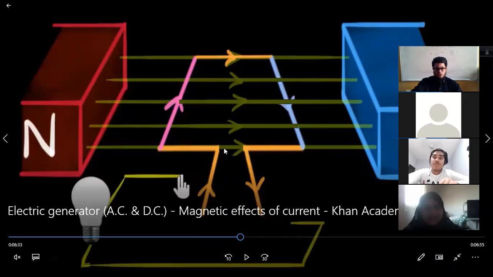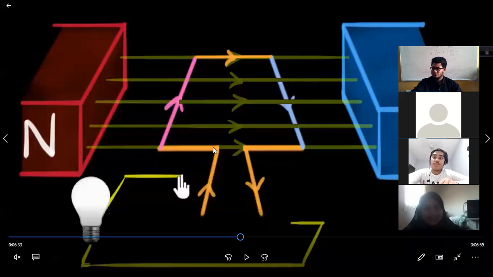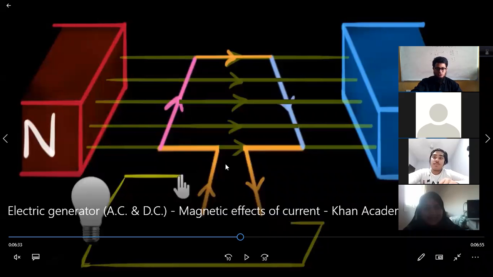Now, let us say I produce the electricity. Now I want to use it to light a bulb. If I cannot use the electricity to light a bulb or to rotate a fan, then what is the purpose of producing this electricity? So I want to use this electricity. Now, how to connect it to the bulb?